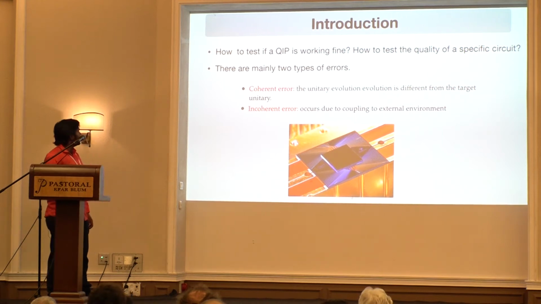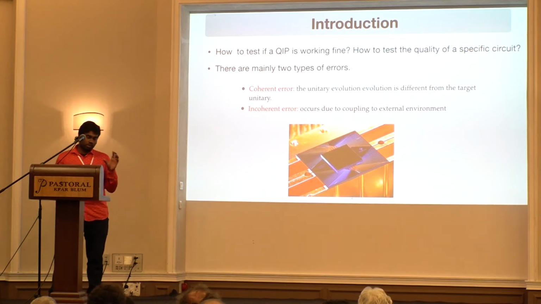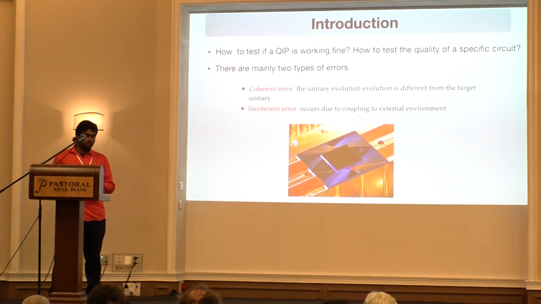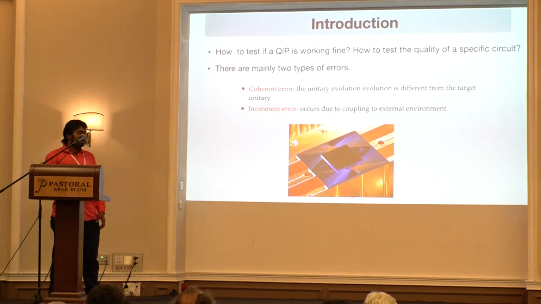And what is incoherent error? Incoherent error occurs when your system is coupled to the external environment. It is important to know the difference between coherent and incoherent error, because the sources of the two are completely different. If you have coherent error, that means you have some miscalibrations in your quantum circuit, so you need to do proper calibrations to make it a good quantum computer. And incoherent error means you have some extra coupling, so you need good isolation to make it ideal.